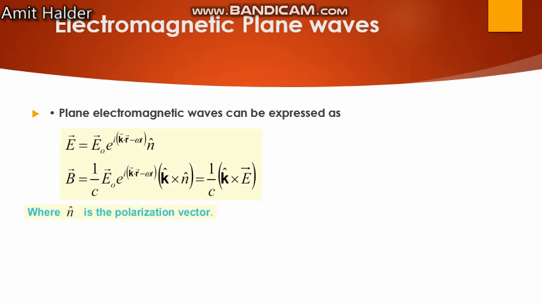where n is a polarization vector. Then this is another vector that came forward to it, that is the polarization vector. Okay.